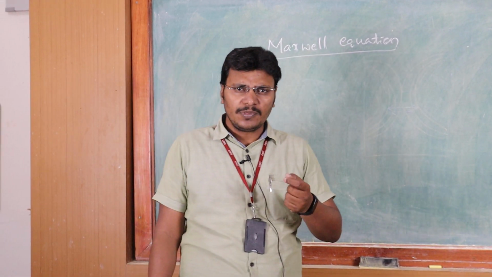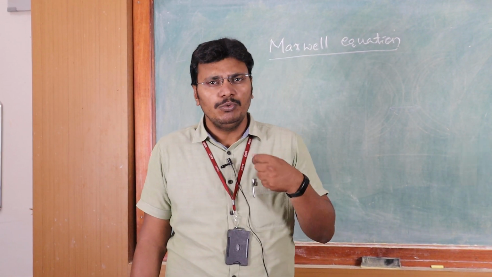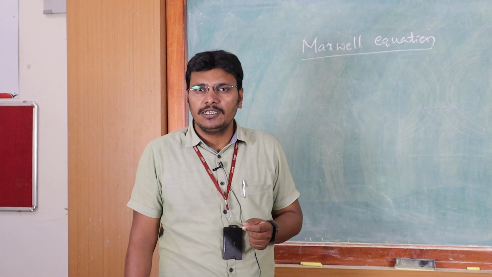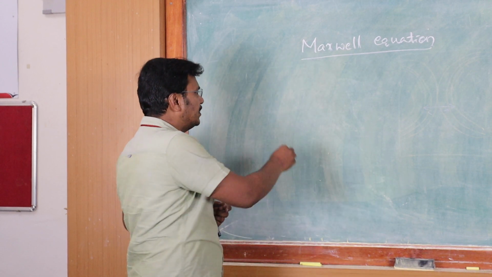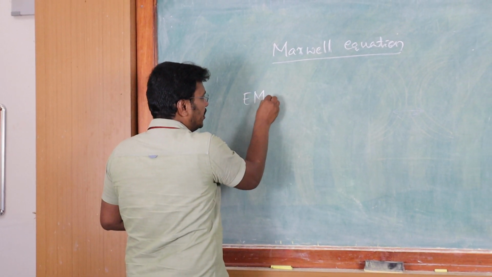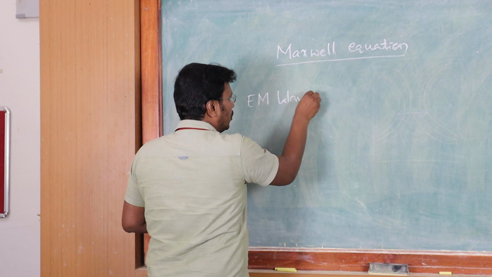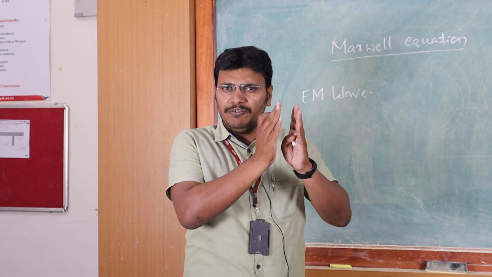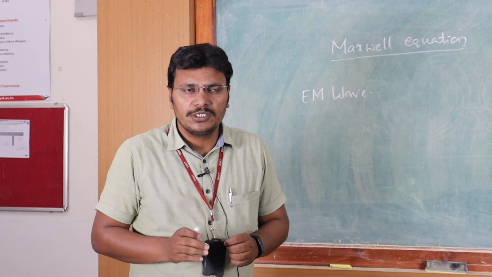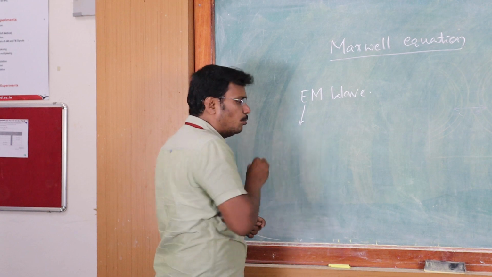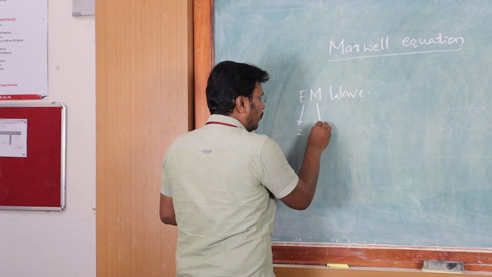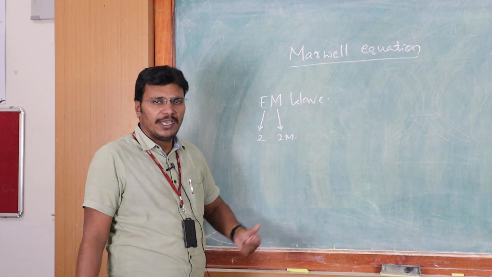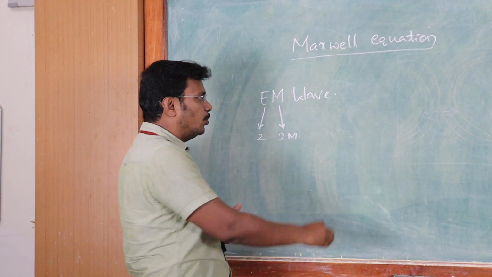Basically we have 4 Maxwell equations. Within those 4 Maxwell equations, 2 equations are for the electric field and 2 equations are for the magnetic field. We say electromagnetic wave, that is EM wave, which means we have an electric concept as well as a magnetic concept. For the electric we have 2 Maxwell equations, and for the magnetic we have 2 Maxwell equations. So in total we have 4 Maxwell equations, and first we will discuss those 4 Maxwell equations.